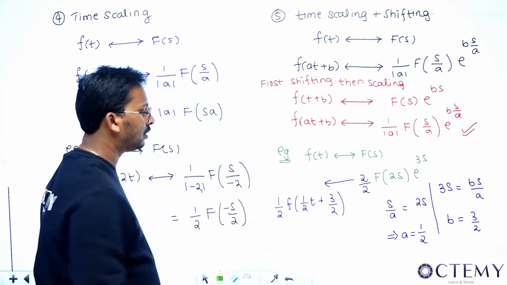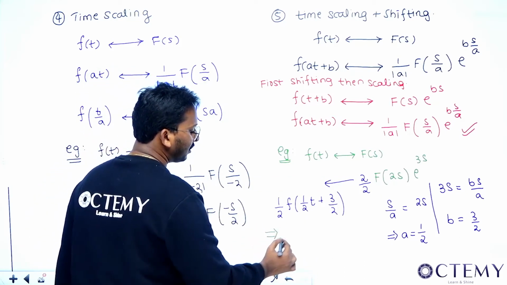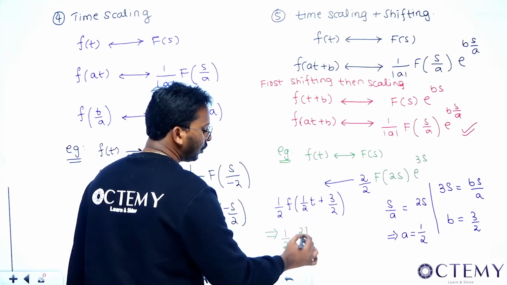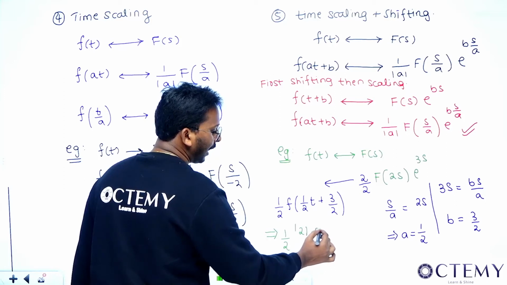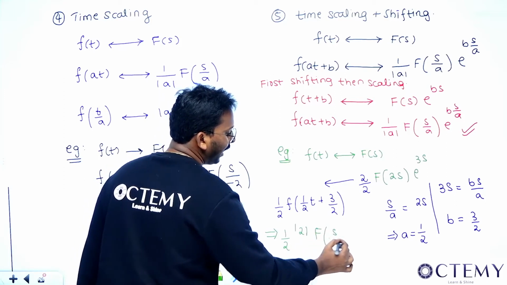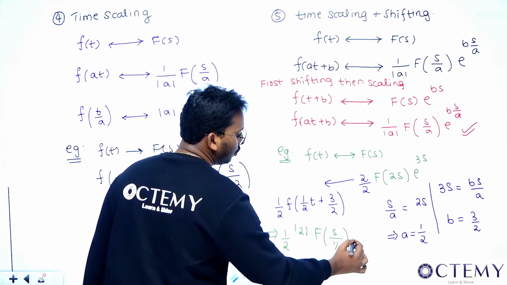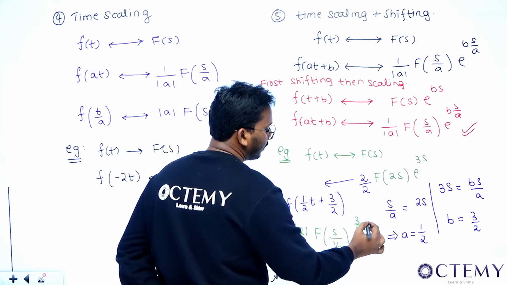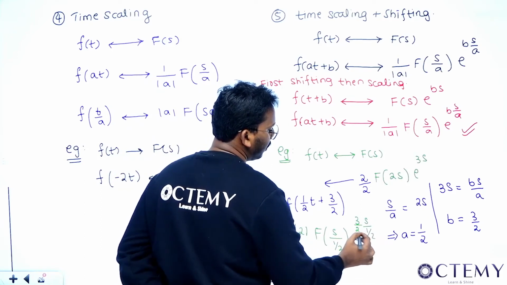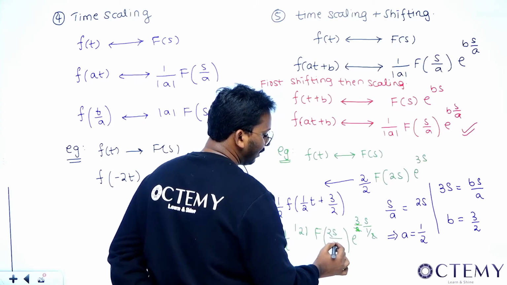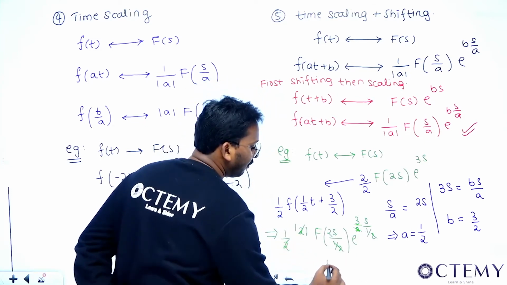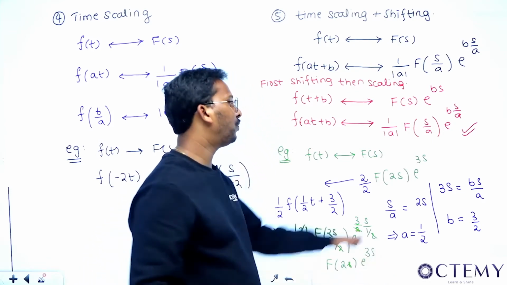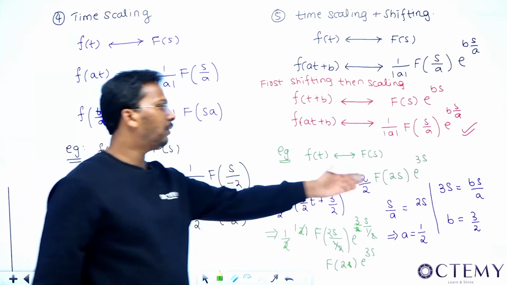Right? Now to cross check, let us write the Laplace for this. So 1 by 2 is there. In place of a you have 1 by 2. So it will become modulus of 2 into capital F of s by a, a is 1 by 2, into e power 3 by 2 s by 1 by 2. So this 2 will get cancelled. This 2 will come here. This 2 gets cancelled. So finally what you got? F of 2s into e power 3s. See sir, F of 2s into e power 3s. Right? So this is how you can solve a question on this.